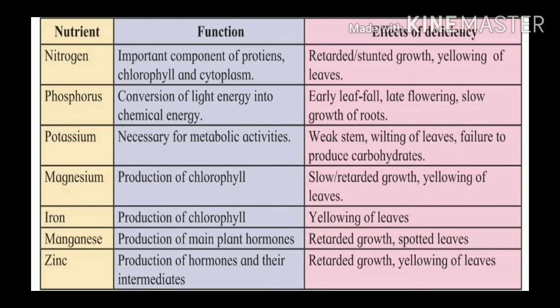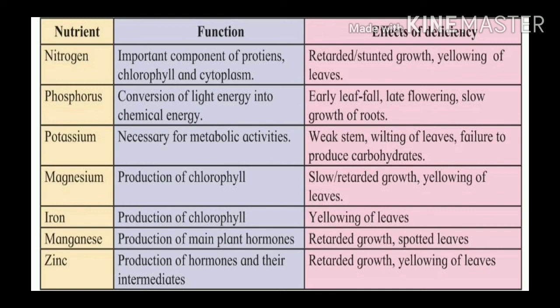Magnesium, functions, production of chlorophyll. Effects of deficiency, slow or retarded growth, yellowing of leaves. Next is iron, production of chlorophyll, yellowing of leaves are the effects. Manganese, production of main plant hormones, and the effects are retarded growth and spotted leaves. On leaves you can find spots. Zinc, production of hormones and their intermediates. And their effects are retarded growth and yellowing of leaves.